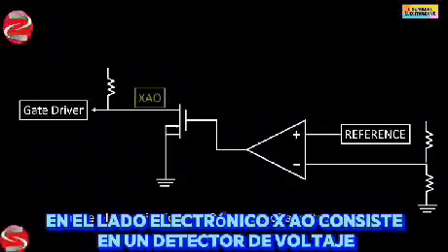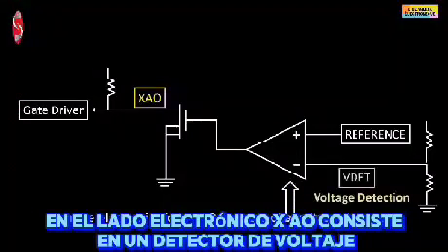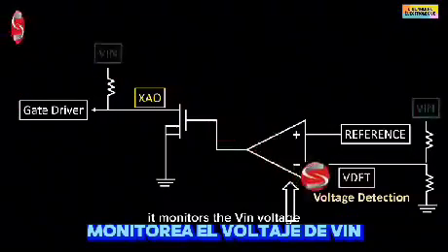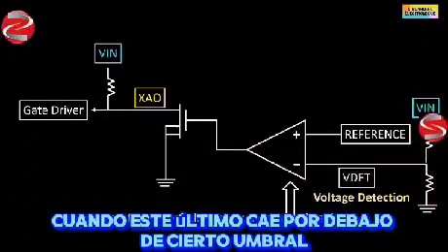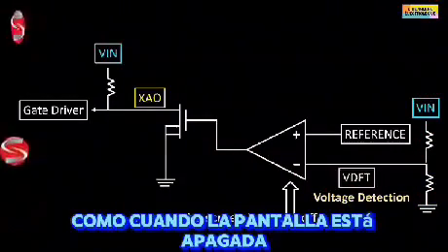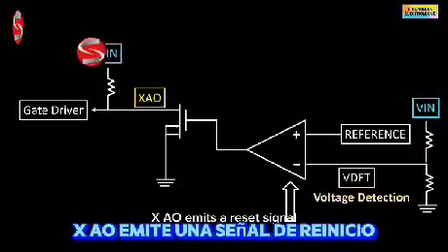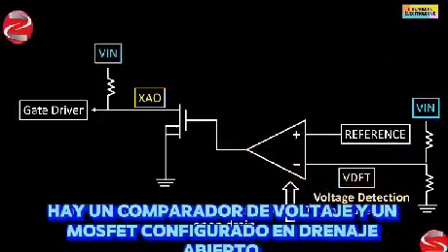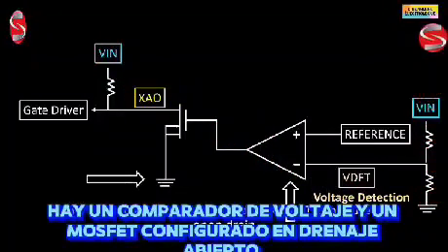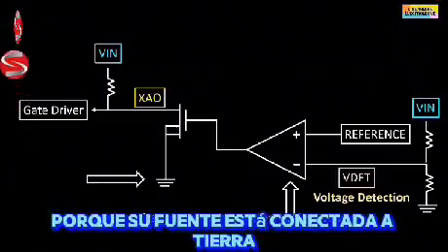On the electronic side, XAO consists of a voltage detector. It monitors the VIN voltage. When the latter falls below a certain threshold, as when the screen is turned off, XAO emits a reset signal. In this assembly, there is a voltage comparator and a MOSFET configured in open drain because its source is connected to the ground.